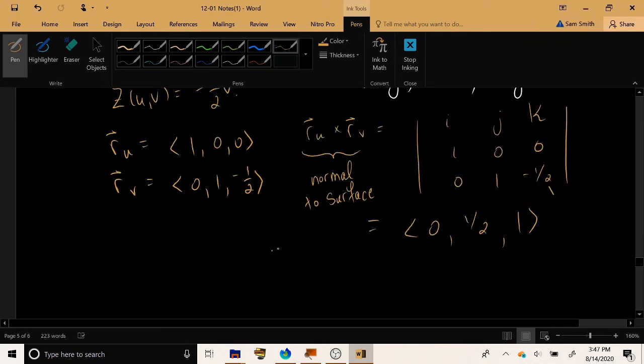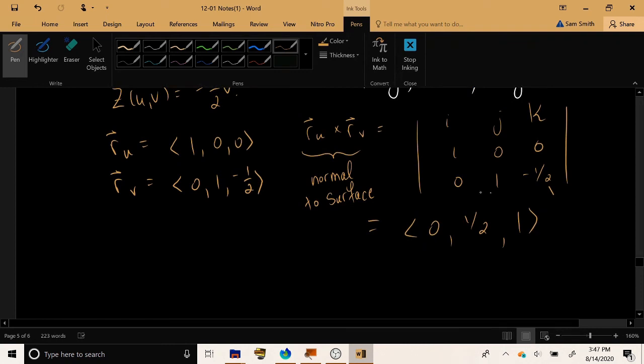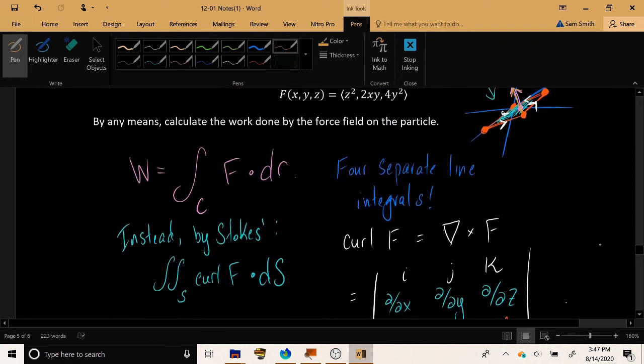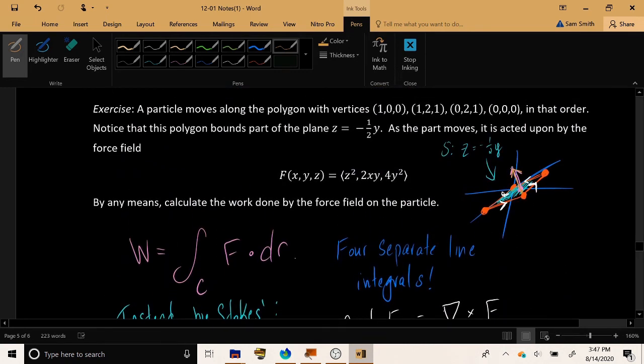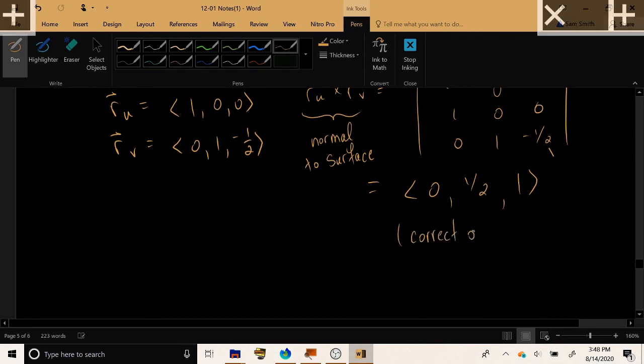And we can confirm that because the y coordinate and the z coordinate of our normal vector are both positive, our normal vector does point up the way that we thought it should when we were thinking about the orientation of S that matches the boundary curve. So this is the correct orientation. Yay!